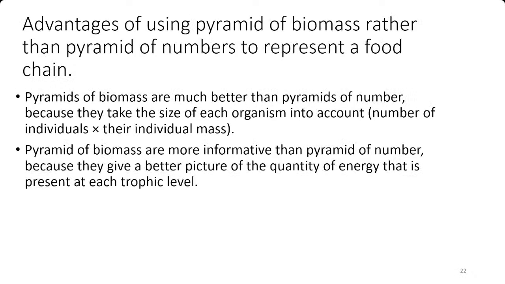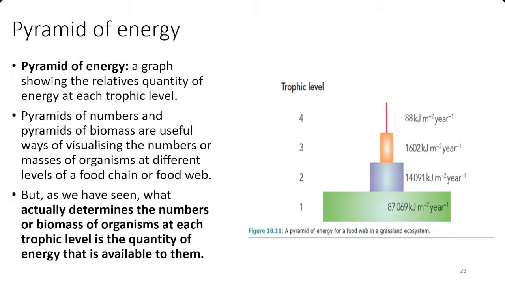So, advantages of using pyramids of biomass over pyramids of numbers. Pyramids of biomass are much better than pyramids of numbers because they take the size of each organism into account. They are more informative because they give a better picture of the quantity of energy that's present at each trophic level.